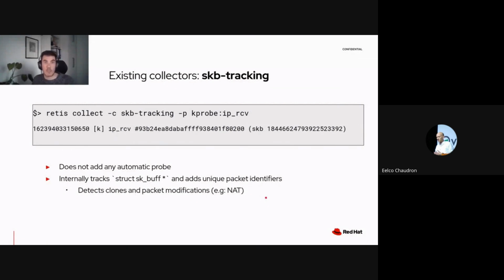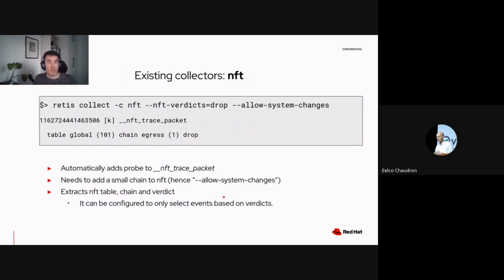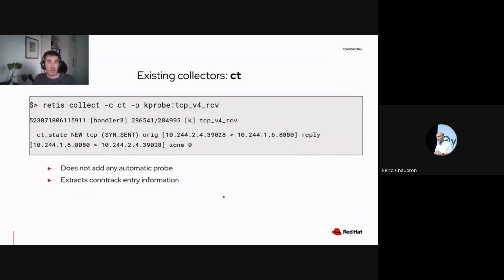There are more collectors. The SKB tracking collector, we've already mentioned it a little bit. It gives you the tracking capability across the kernel. It tracks the SK buff, and it detects packet modifications. It's essential to Retis. We have the SKB drop that allows us to inspect packet drops and drop reasons. The NFT module, which allows us to get NFT table and chain information and even filter on NFT verdicts. The connection tracking module, which extracts connection tracking entry information for an SKB wherever we might find one.